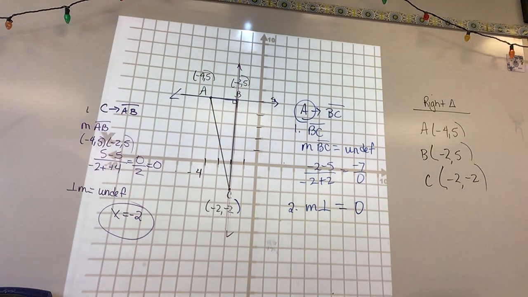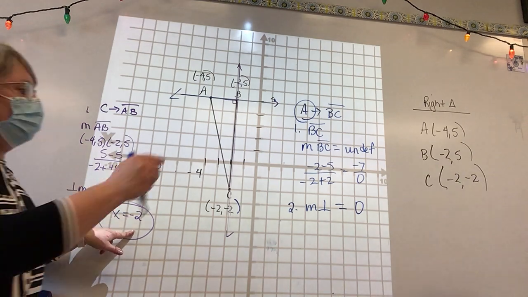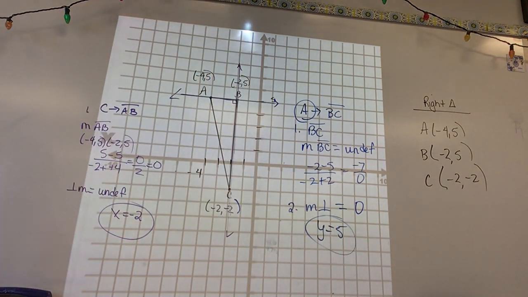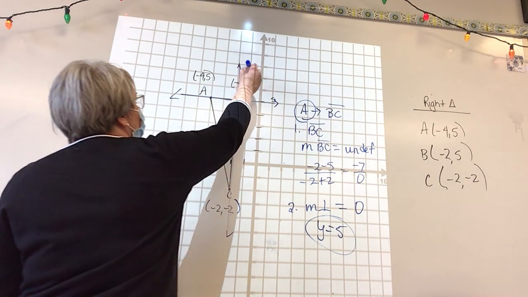I'm on a purple and blue, where do your two colors meet? On B, which is -2, and this would be y equals 5 for the horizontal line. So you are totally right, -2, 5.